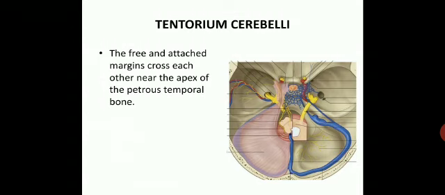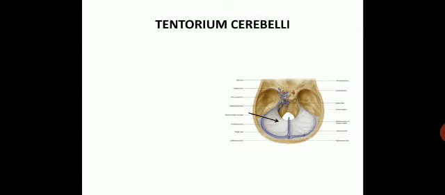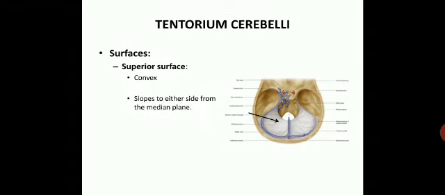The free and attached margins cross each other near the apex of the petrous temporal bone. The triangular area anterior to this point is pierced by the third and fourth cranial nerves. The tentorium cerebelli has two surfaces, the superior surface and the inferior surface. The superior surface is convex and slopes to either side from the median plane.